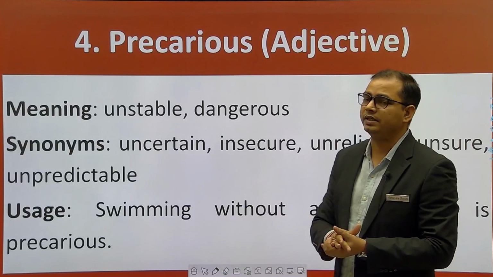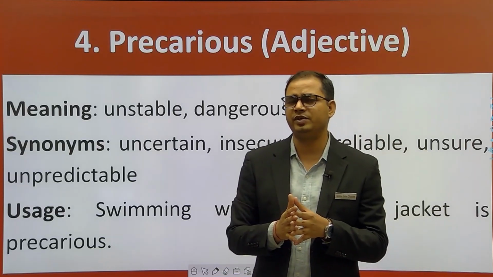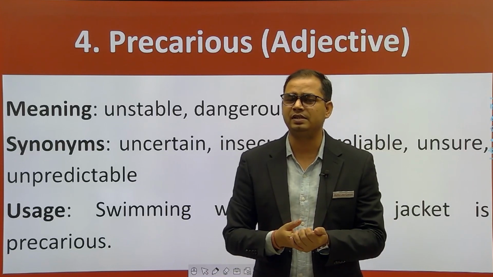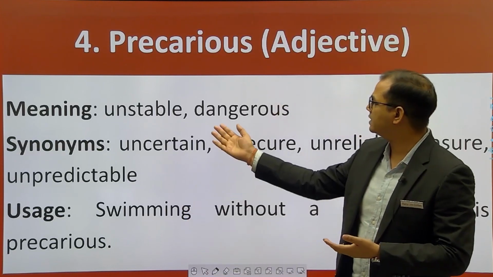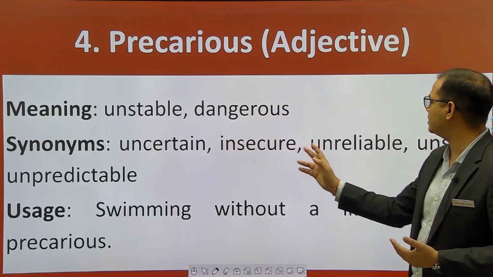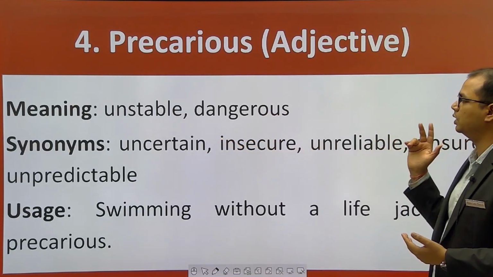The next word in the list is precarious. Precarious means जिस पे आप भरोसा न कर सको. That can be dangerous. That can be unstable. So unstable and dangerous. Other synonyms are uncertain, insecure, unreliable, unsure, unpredictable.